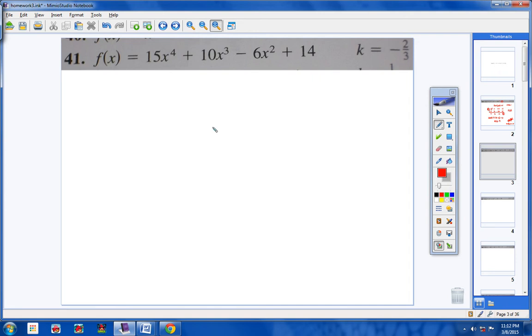Okay, number 14. First of all, is this in standard form? Yes, it is. But are we missing a term? We are. 4, 3, 2. There's no x to the 1, so we gotta put a 0 here, and then your constant term. So we'll put negative 2/3. And then we'll put 15, 10, negative 6, 0. And then 14, and here we go.